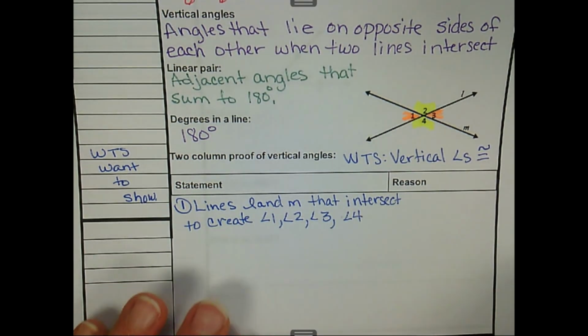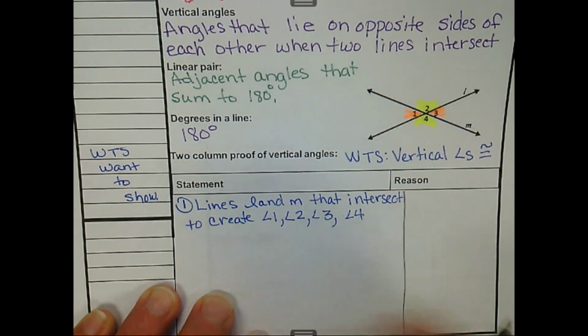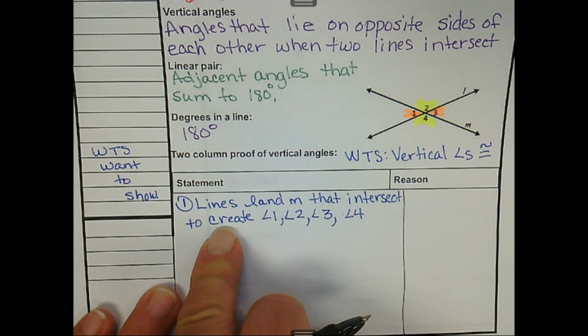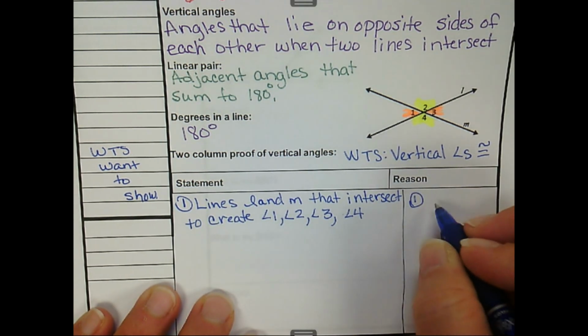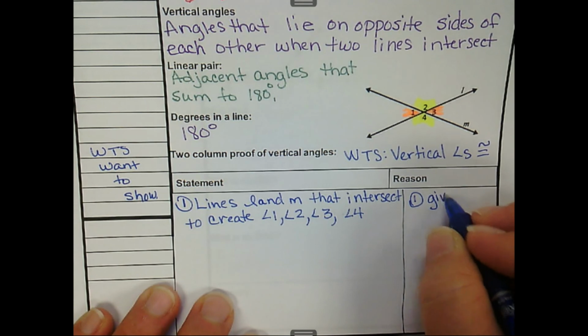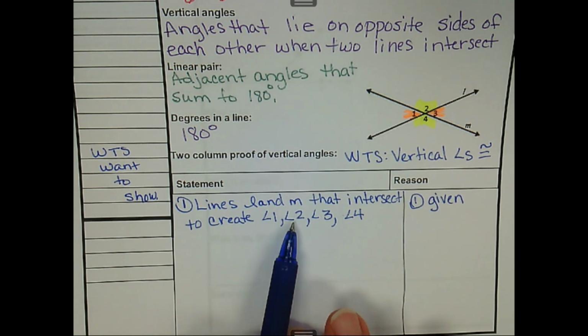Now, why can we say that? This is our given information. 2 columns means we have a statement we write and then the reason for it. So the reason we can write that is this is what is given to us.